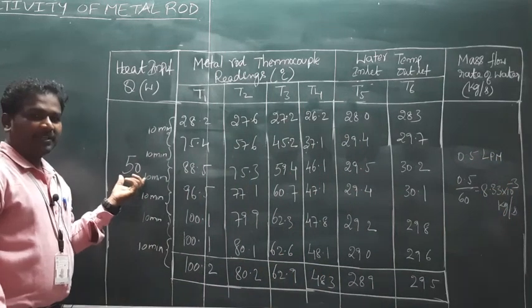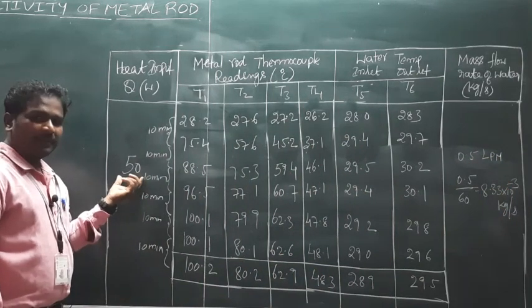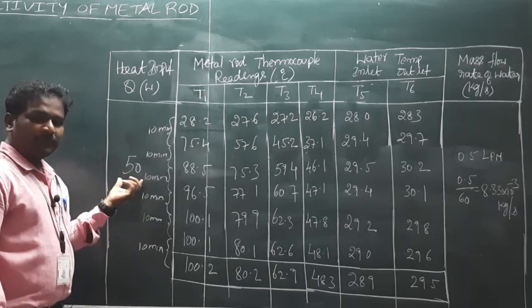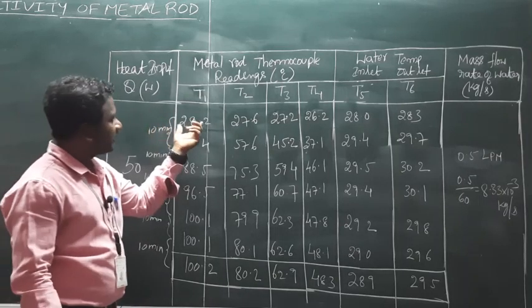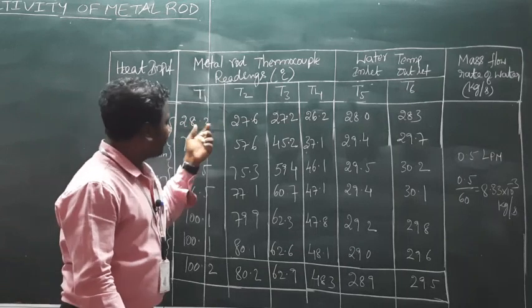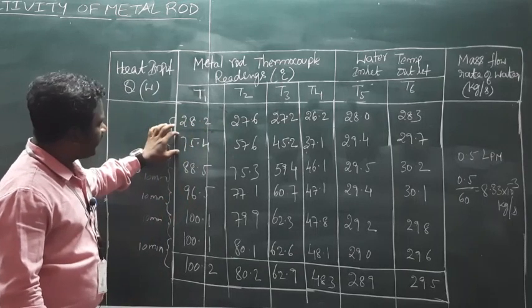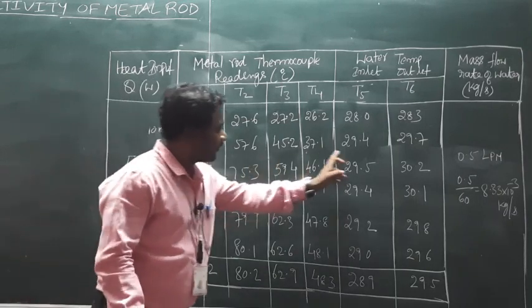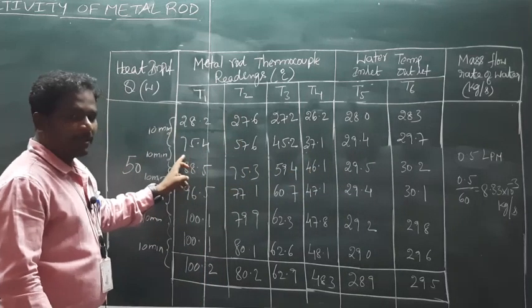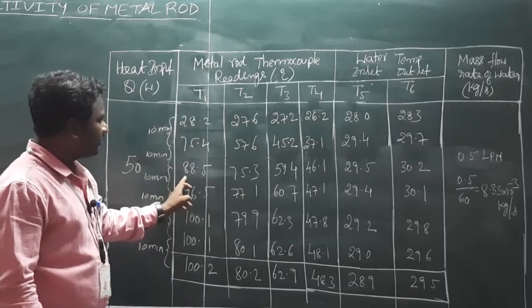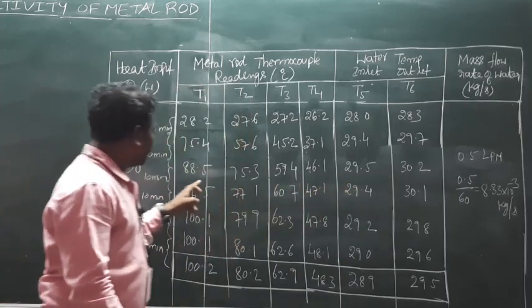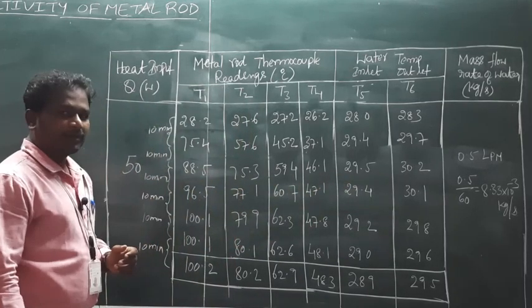Initially we give the heat input value of 50 watts of heat to the rod, and this 50 watts is maintained throughout the process. Initially the values are like this, and after 10 minutes the values varied like this, and again after 10 minutes we took the values, these values are like this, and after that we waited up to 30 minutes.